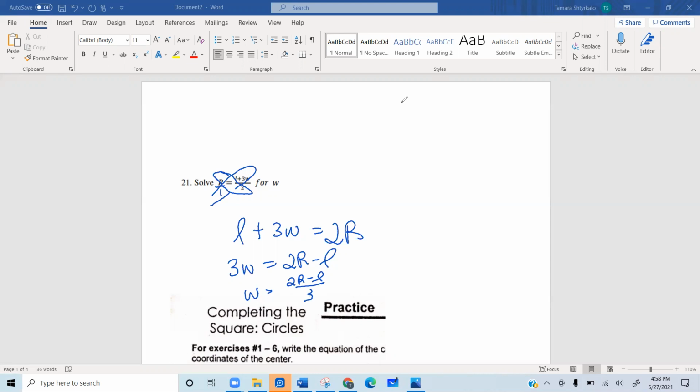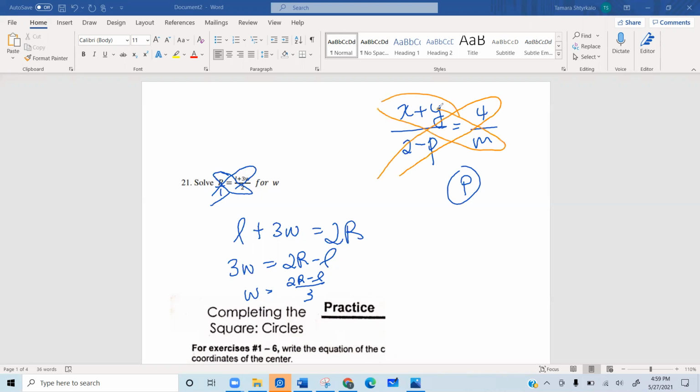But let's say it was something like X plus Y over 2 minus P equals 4 over M. Okay, and let's say we want to solve for P. So what I would do if you want to solve for P is just go like this, crisscross. I think that's the fastest way. So you'll have m times x plus y equals 4 times 2 minus p. You want to solve for p, so you'll divide both sides by 4.